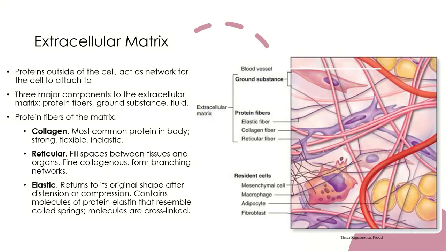The properties of collagen: it's pretty strong. It is somewhat flexible and inelastic, meaning it does not stretch very well like a rubber band, right? A rubber band is elastic. Collagen's not like that. There's reticular collagen, which fills spaces in between the tissues and the organs. It's kind of a fine collagen form. Then there's elastic, which returns the shape, and so forth.